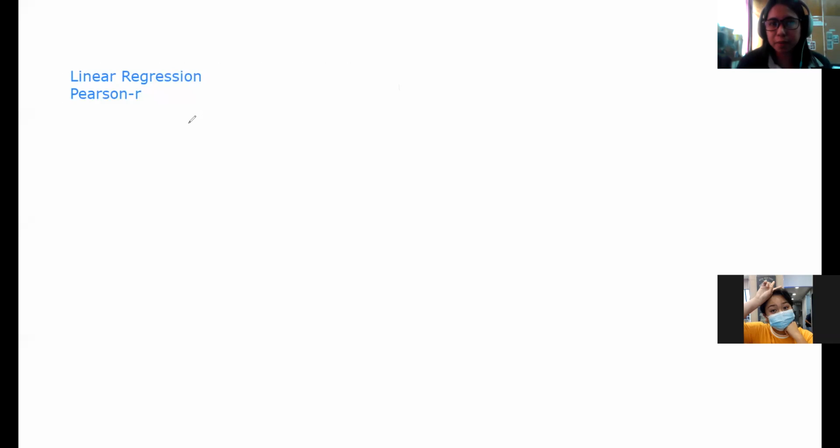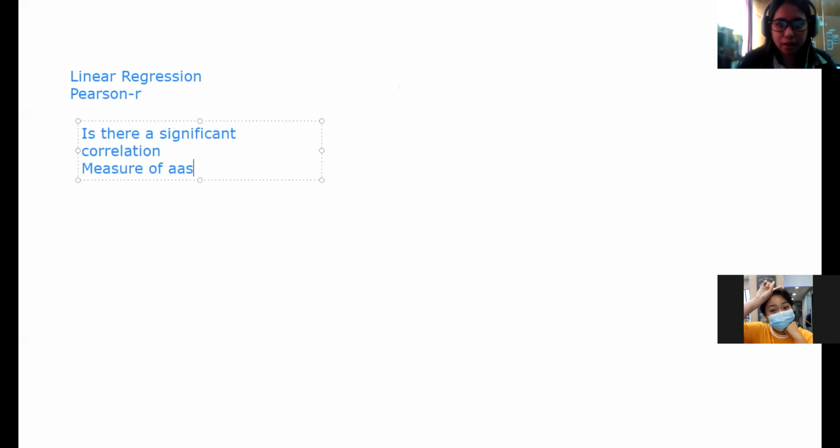Okay, so when we are using Pearson-r, we are actually figuring out correlations, or we are answering the question, is there a significant correlation? This is a measure of association. Okay, so here, what we need to do is to do the scatter diagram first.